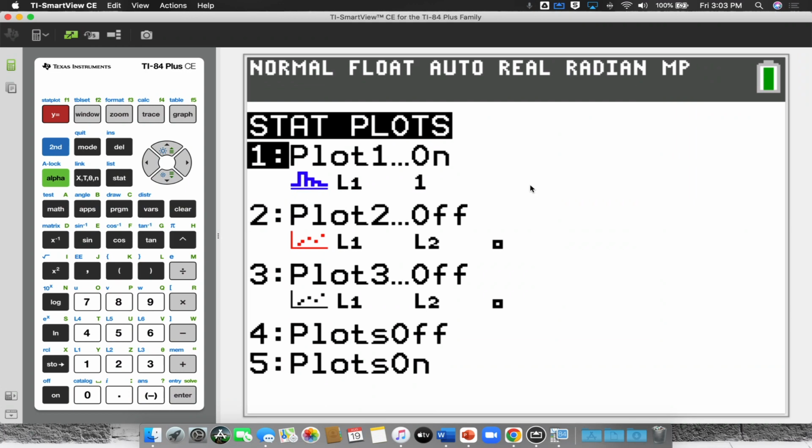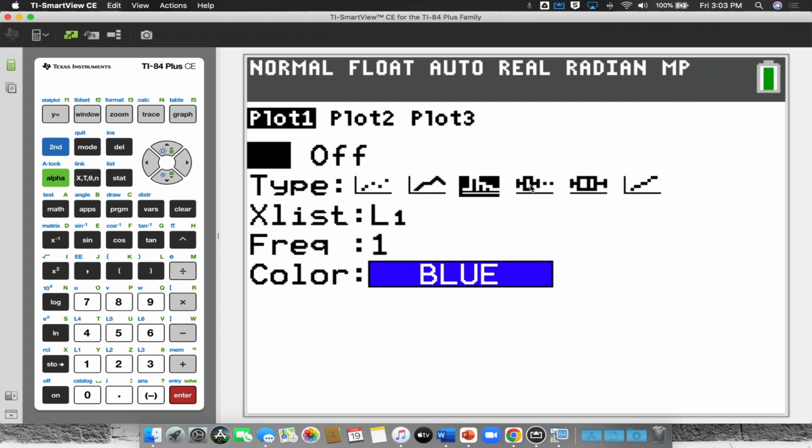So plot 1, we only need 1 plot. It was a histogram before, but we're going to change it. Make sure it's on. So now we have 6 graphs we can choose from. We've chosen the histogram already. We don't need to do that one right now. We need to do a box plot. Well, we have 2 options.